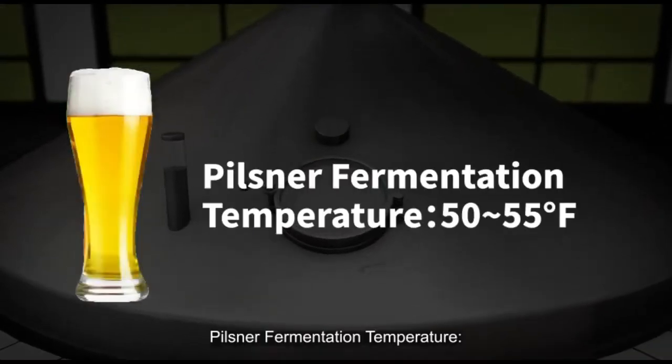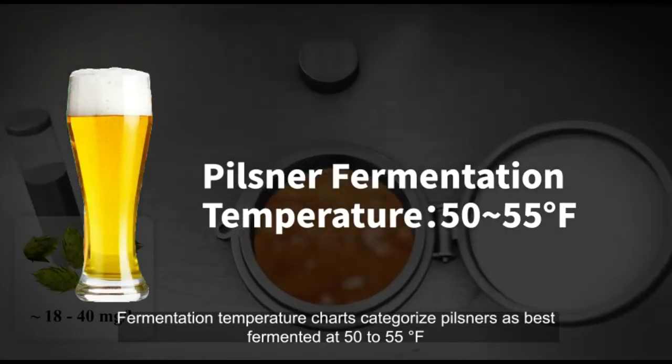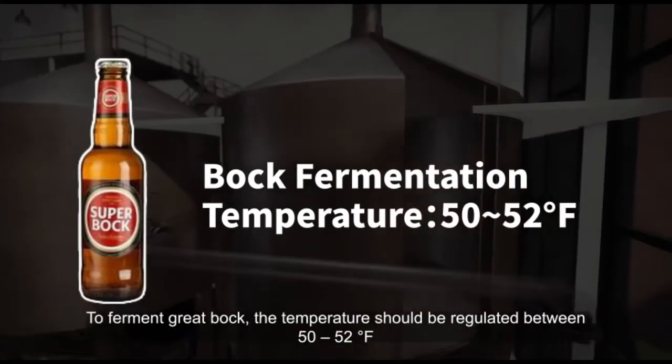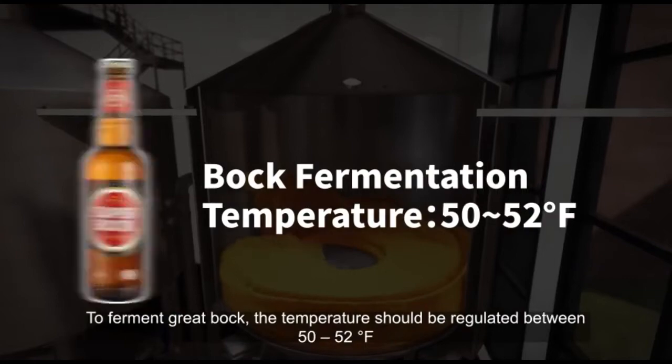Pilsner fermentation temperature charts categorize Pilsners as best fermented at 50 to 55 degrees F. Bock fermentation temperature: to ferment great Bock, the temperature should be regulated between 50 to 52 degrees F.